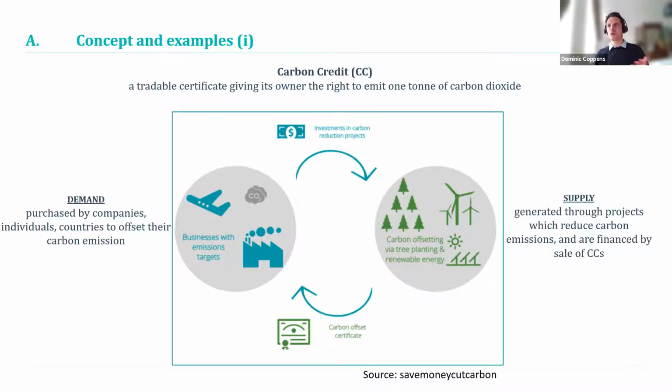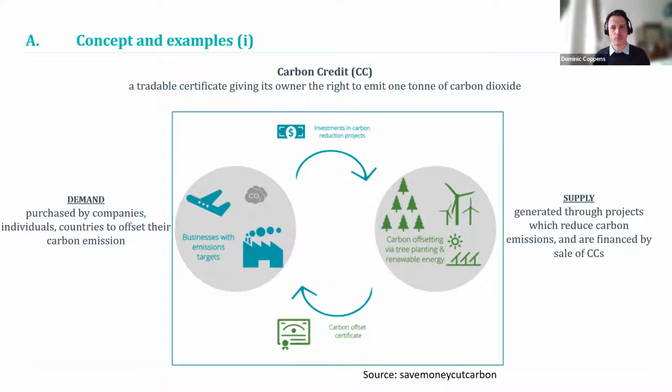In essence, a carbon credit is a tradable certificate giving the owner of that certificate the right to emit a certain amount, 1 ton of emissions. And so that raises the question of why do we have a market for carbon credits? The response to that question is essentially because there is demand for it. There are certain entities that are willing to purchase a carbon credit, that are willing to purchase the right to emit carbon. And which are those entities?